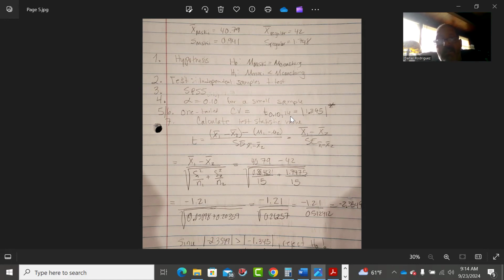Our critical value was actually negative 1.345 because we're looking at us being faster. But again, I did the absolute value to get rid of that confusion. I just want to get rid of all that confusion. So the absolute value of negative 2.3549 is greater than the absolute value of negative 1.345. So we would reject the null hypothesis.